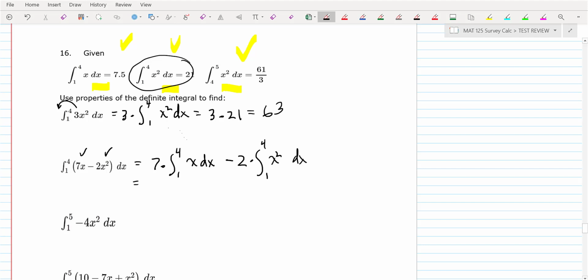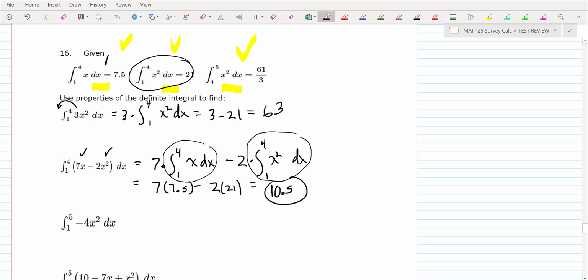So if you look at this, it looks like I gave you that the integral 1 to 4 of x dx was 7.5. And it looks like I gave you the integral of x squared from 1 to 4 was 21. Okay, then from there, you just do it on your calculator. So 7 times 7.5 minus 42 would give you 10.5. We did these same problems in class. Okay. All right, everybody with me there?